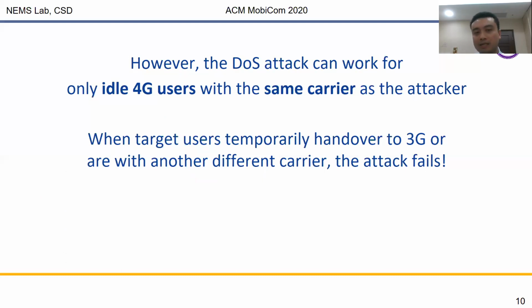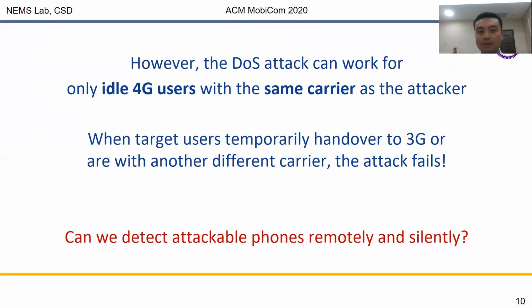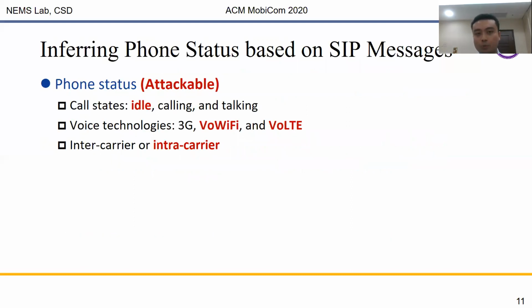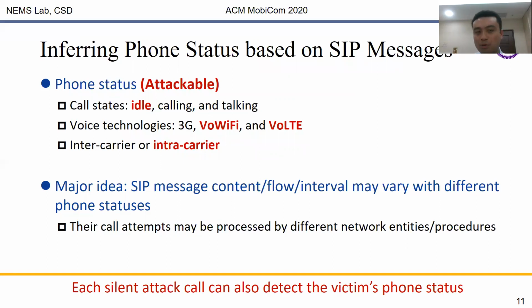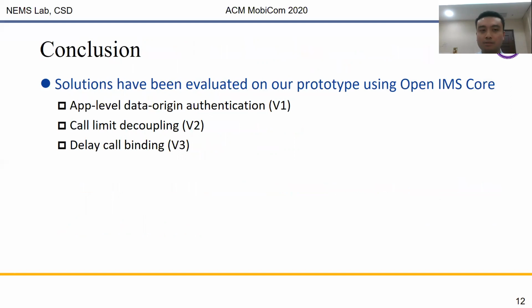The next question is, can we detect attackable phones remotely and silently? The answer is yes. We can infer remote phone status based on the initial SIP messages. The major idea is that the SIP message content, flow, and interval may vary with different phone statuses because their call attempts may be processed by different new entities and procedures. By applying machine learning to status categorization, each silent attack call can also detect the victim's full status.